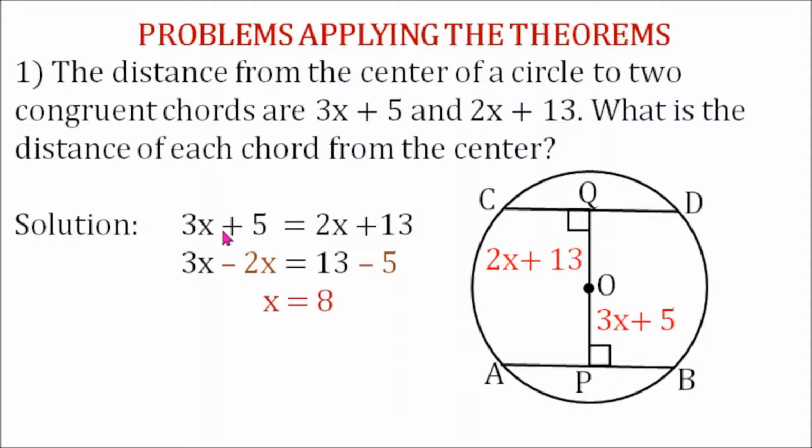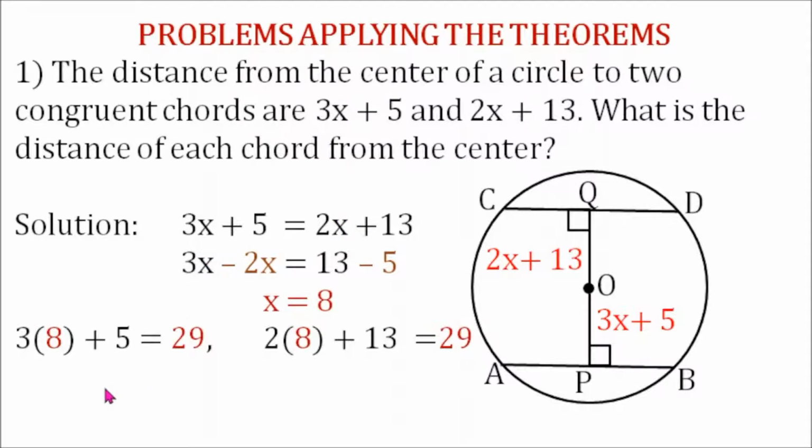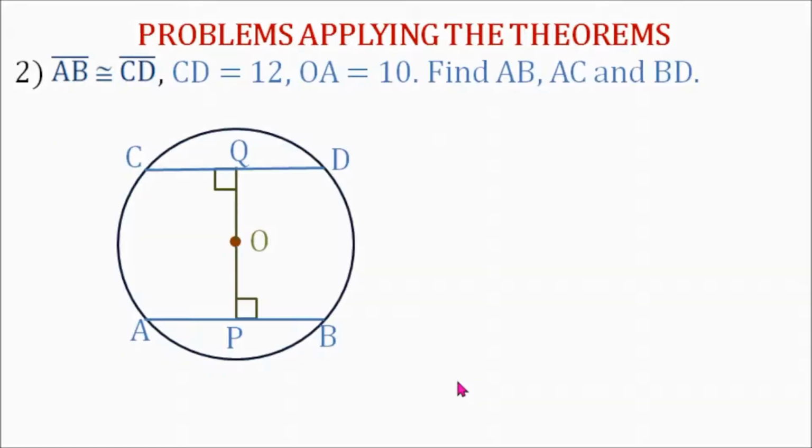So this means the x in the first expression is 8, and the x in the second expression is 8. For our first expression, we have 3 times 8 plus 5, which is equal to 29. And on our second expression, if we change this x to 8, we have 2 times 8 plus 13, which is also equal to 29. So our answer is 29 units.